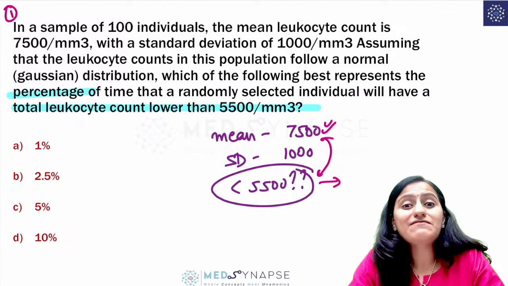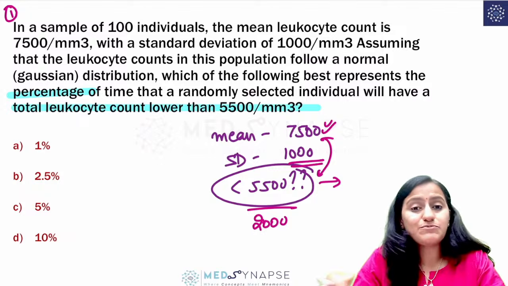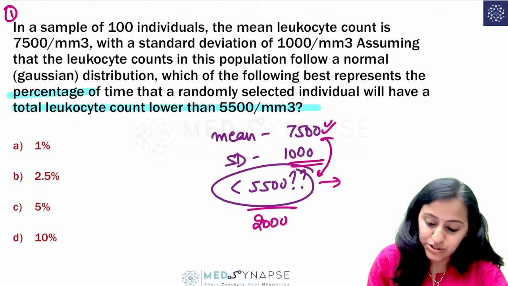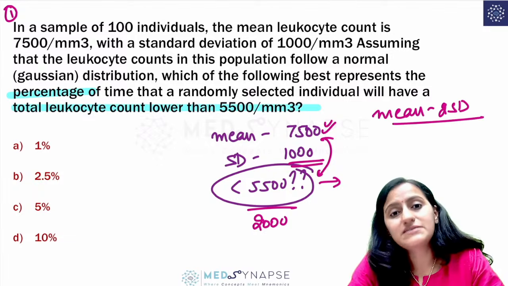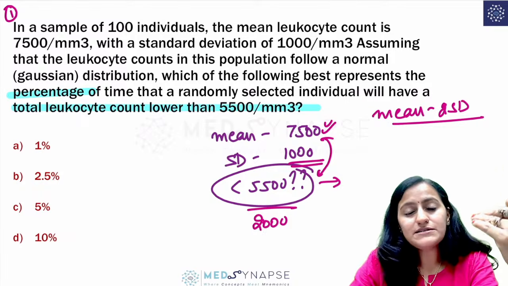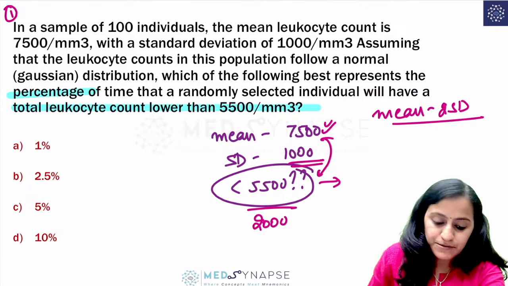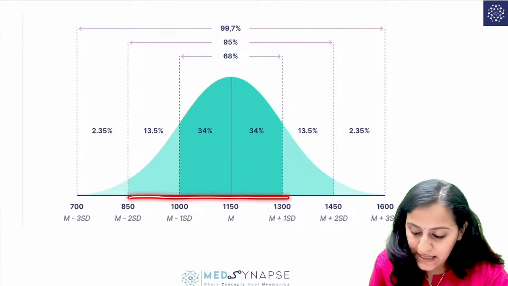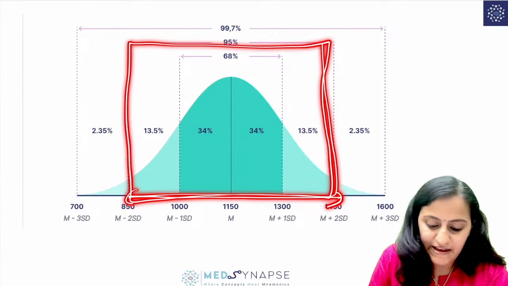7,500 minus 5,500. So that's basically 2,000. How much is the one standard deviation? 1,000. So 2,000 is going to be 2 standard deviation. So the value that they've given you is mean minus 2 standard deviation. Okay, that is the cutoff that has been given. Now you know that in a normal distribution, mean plus minus 2 standard deviation is how much of sample? 95%, right? Mean plus minus 2 standard deviation, this covers 95%.